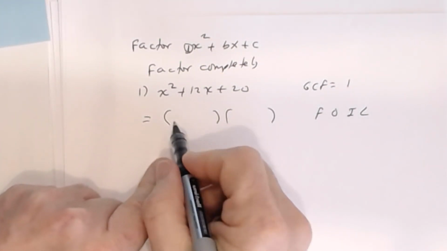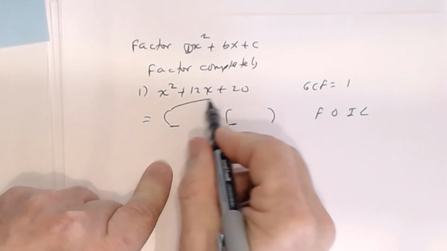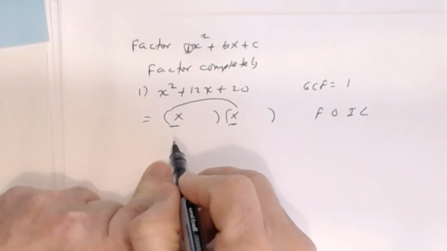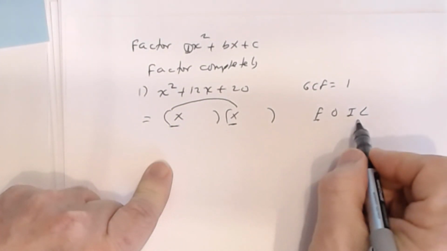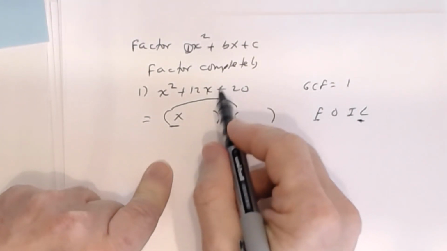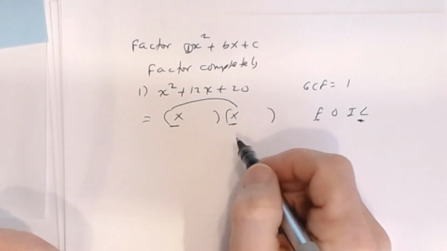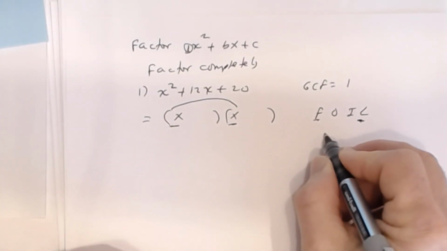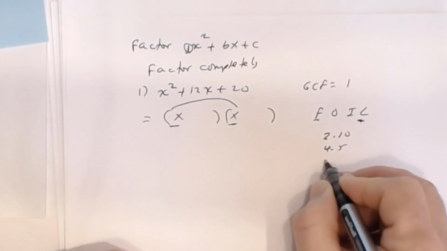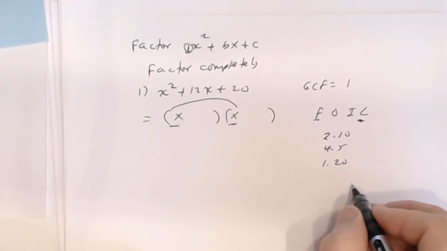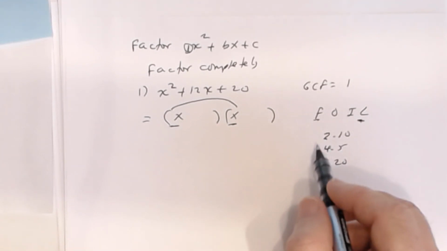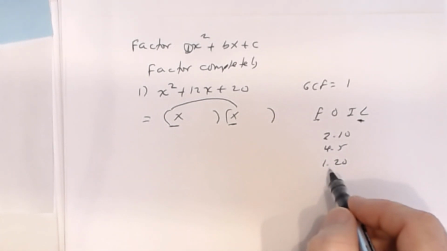Remember, F stands for first. What times what will give me x squared? x times x. Then you go to the L, the last. You want a positive 20. There are several possibilities for positive 20: 2 times 10, 4 times 5, 1 times 20. You can't just pick any of these.